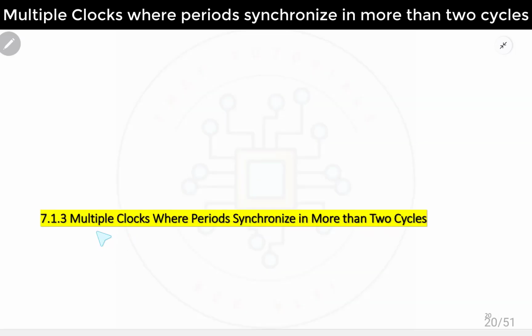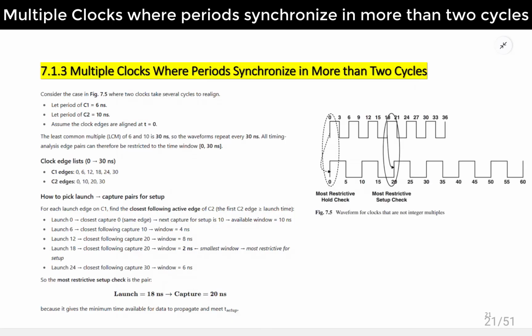Next, coming to the next scenario: multiple clocks where the period synchronizes in more than 2 cycles. Now see this example. Here you can take this one as C1 and this one as C2. Here there is a time period of 6 nanosecond and here a time period of 10 nanosecond. That's what I've indicated here: C1 is 6, C2 is 10.